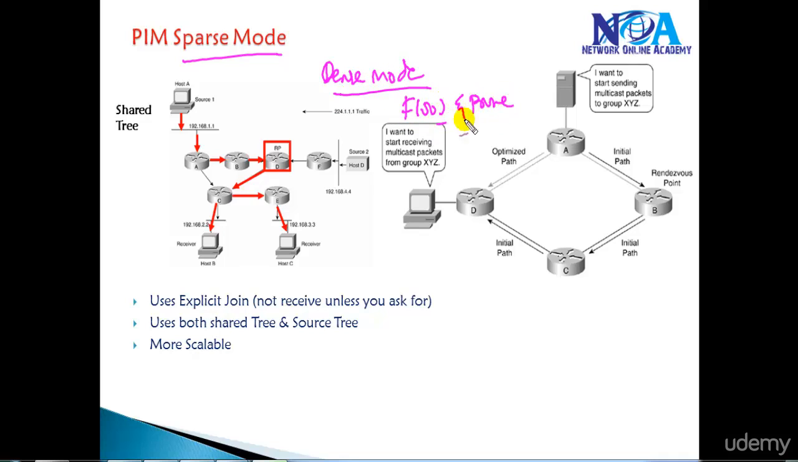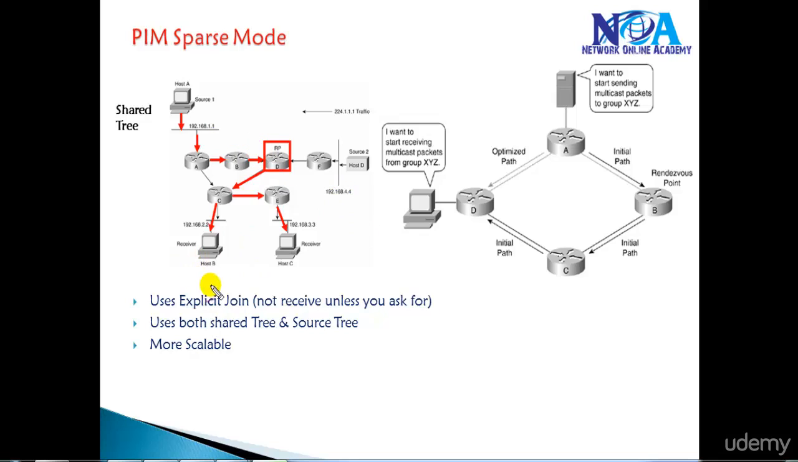Initially the traffic is flooded out of all the interfaces, and then if you have a receiver who does not want to receive the multicast traffic, he's going to send out prune messages. That's the major drawback with dense mode: it's really not scalable. Whereas in sparse mode, it is not going to do flooding. Instead, it is going to send the multicast traffic only when it is requested. So that's the major difference between sparse mode and dense mode.